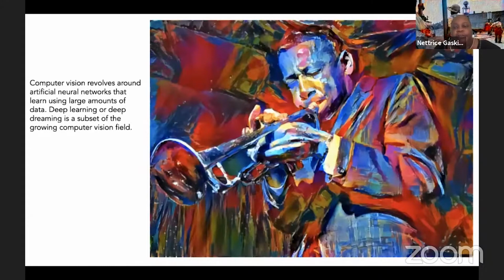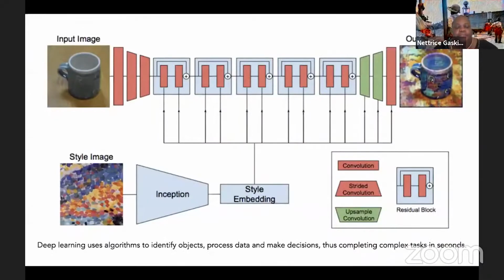The image that you see here is of a jazz artist, but it was originally a photograph that has gone through a series of iterations to become a painting because of Deep Dream and the algorithmic process of creating this work. Deep learning uses algorithms to identify objects, process data, make decisions, and complete complex tasks, and does this in seconds. You can see on the left there's an input image, and on the right you see the output. All the stuff that happens in between uses algorithms to identify the object, process the data, and make decisions, and the result is a new type of image, drawn in the style that was, in this case, uploaded to the system.